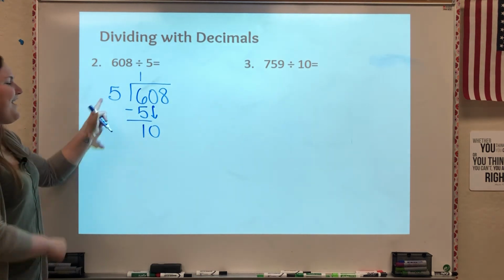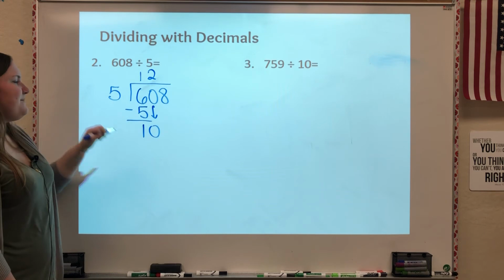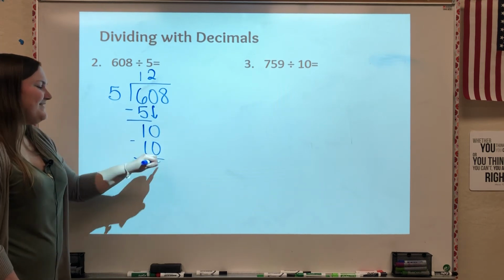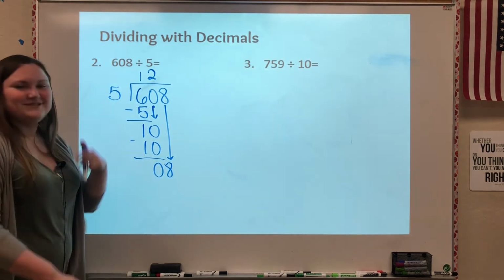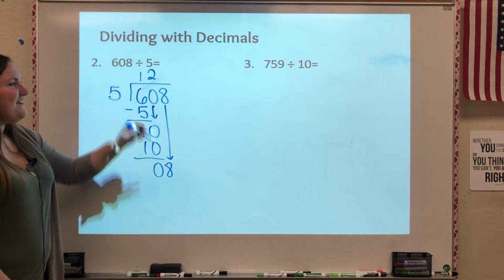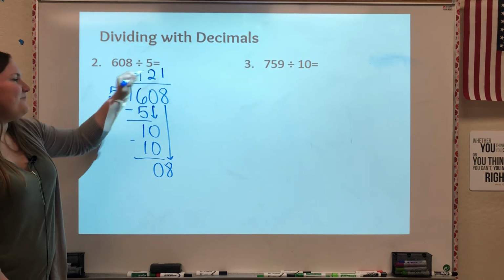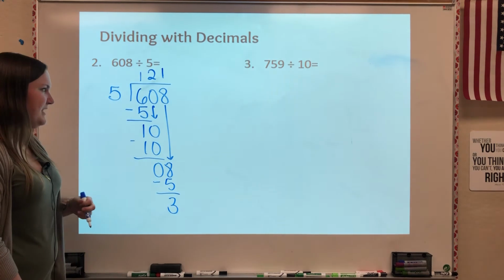So you say 5 goes into 10 2 times. 2 times 5 is 10, which means the remainder is 0. We bring down the next number and do it all over again. So 5 goes into 8. 5 goes into 8 one time. 1 times 5 is 5, which means the remainder is 3.